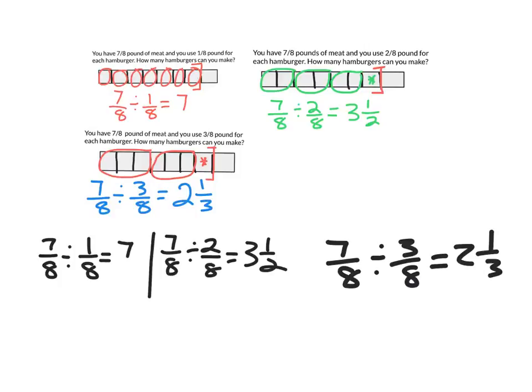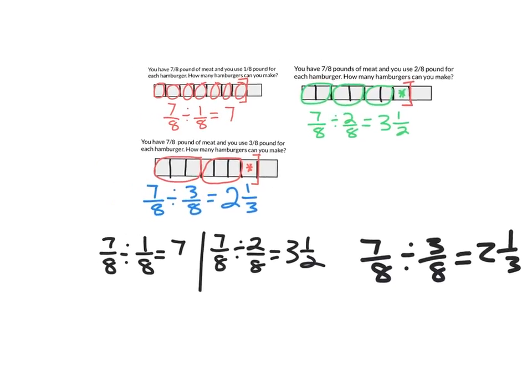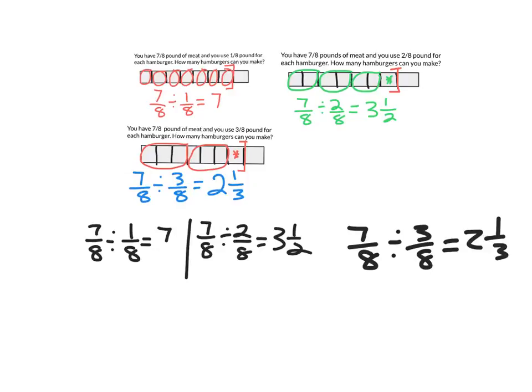Well, let's take a look at our first one over on the left-hand side. If you notice, we look at our denominators and numerators. Okay, I do 7 divided by 1. I went right across my numerators, and I got 7 as my answer. And if I did 8 divided by 8, I would have 1. And 7 over 1 is 7. So in that case, I just divided across my numerators and then divided across my denominators.